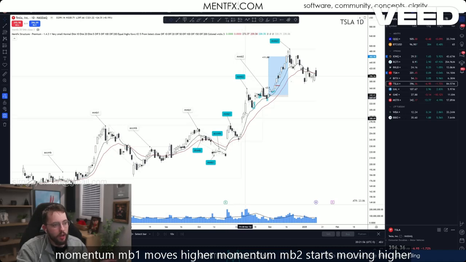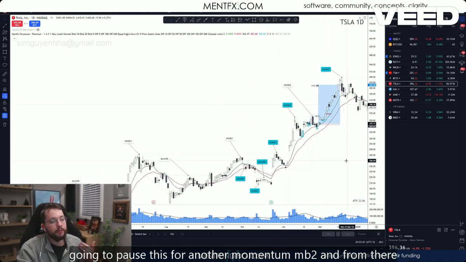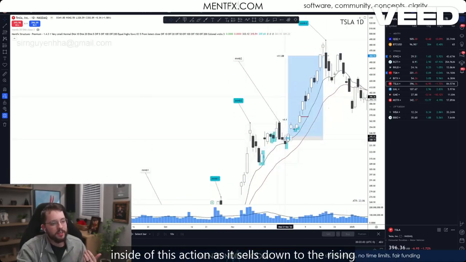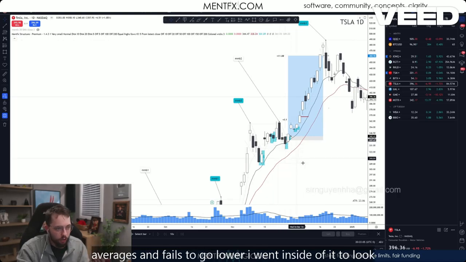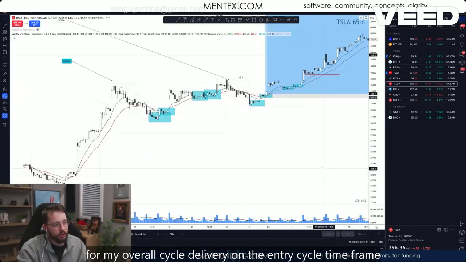Moves into momentum MB1, moves higher, momentum MB2, starts moving higher, but then pauses for another momentum MB2. And from there, inside of this action, as it sells down to the rising averages and fails to go lower, I went inside of it to look for my overall cycle delivery on the entry cycle time frame.